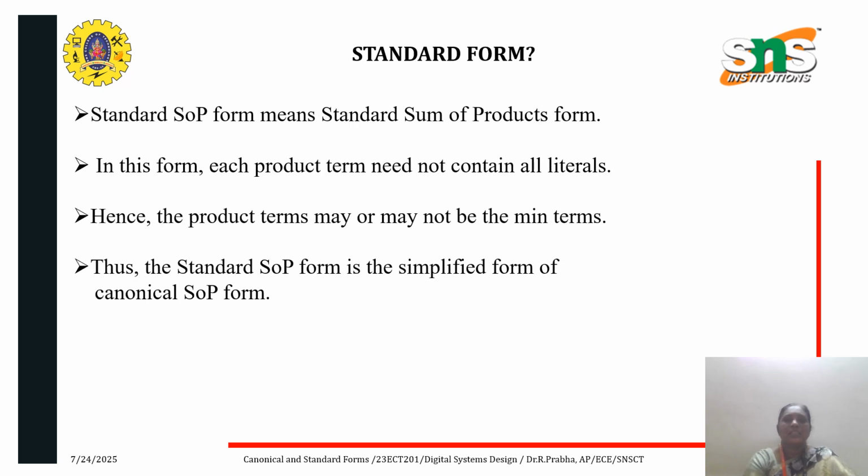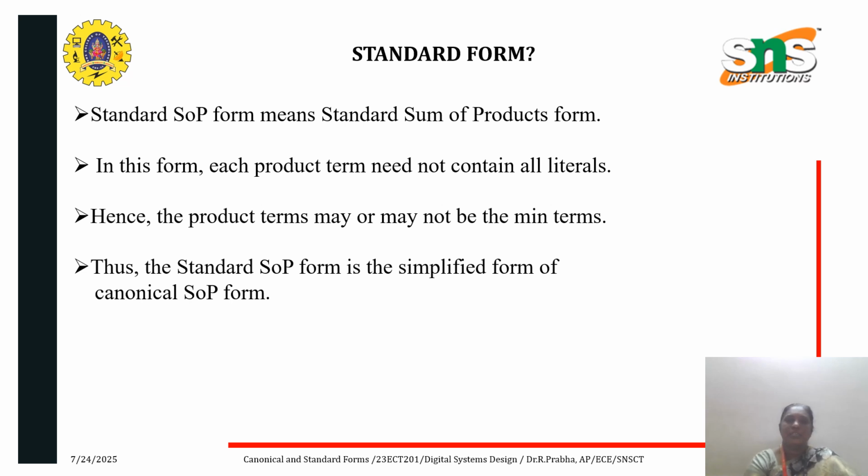Okay, next we are going to see what is a standard form. So standard SOP form means standard sum of product form. In this form, all the product terms need not contain all literals and hence the product terms may or may not be minterms. And thus the standard SOP form is the simplified form of canonical SOP form.